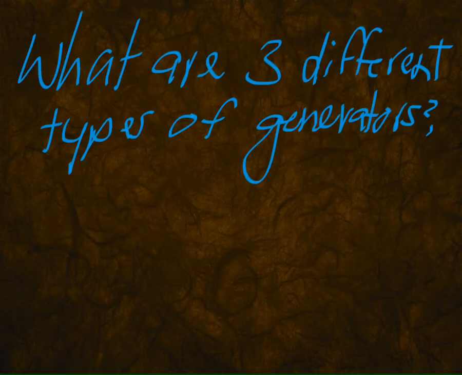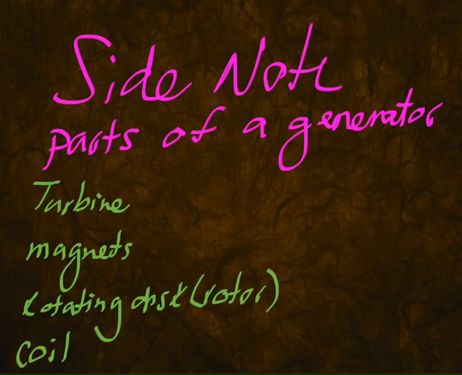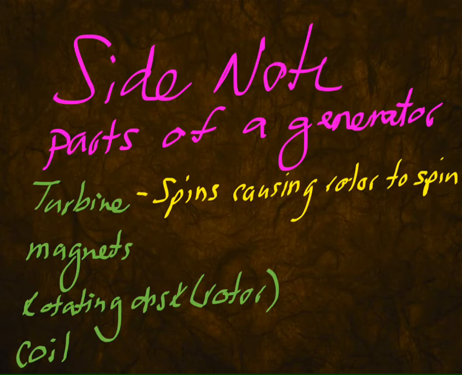Okay, so what are three different types of generators? Actually, before I even talk about the three types, I want a side note. I'm going to tell you what the parts of a generator are. There are lots of parts to a generator, but here are four basic parts. Let's start with the turbine. This is the thing that causes the rotor to spin. And you see I've got turbine, magnets, rotating disc, also known as the rotor, and then I have a coil.